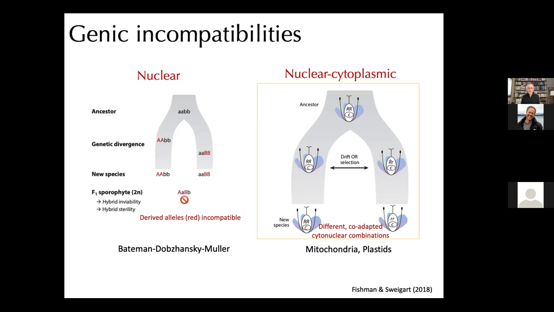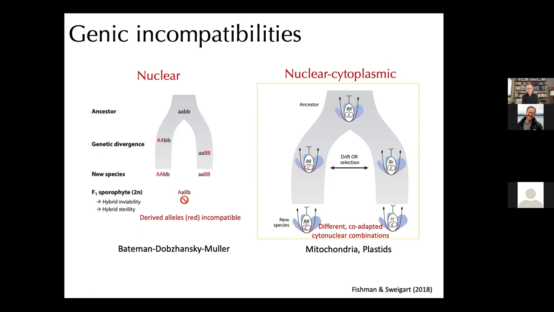And you can see here, we have at the top a nuclear genome that's big R, big R, and a C in red, the organellar genome, mitochondrion or plastid. And then either drift or selection causes two different groups to evolve different plastids and different nuclear genes. And by the time you get to the bottom, you have on the left, big R, big R, and a red big C. And so those have co-evolved. The plastid or mitochondrion works really well with that nuclear genotype.